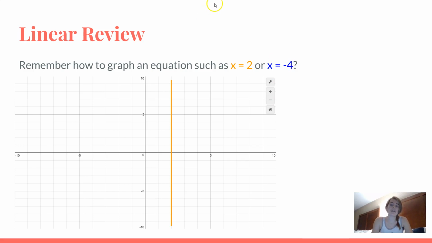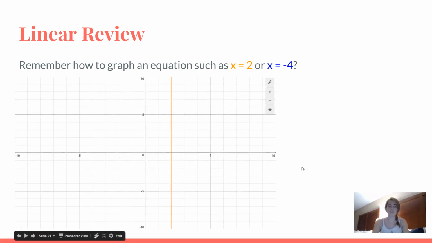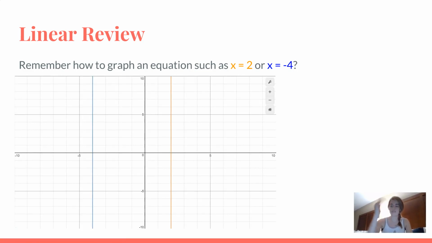Same exact concept with the -4. Just look for where x is -4 and draw a vertical line straight through it. So both of these, to find a vertical line, it's x equals something, some number. If I said x equals 7, it'd be a vertical line at 7. If I said x equals -2.5, it'd be a vertical line at -2.5. So x equals creates vertical lines.